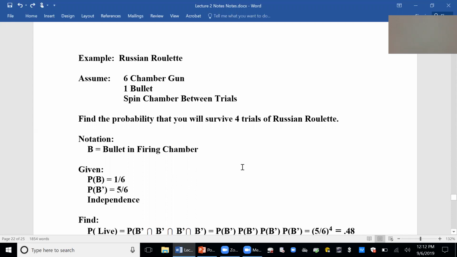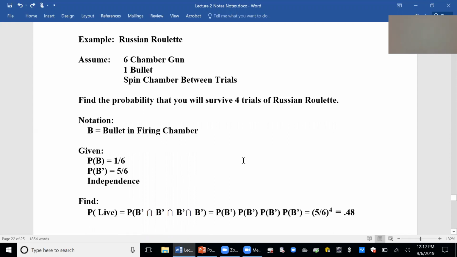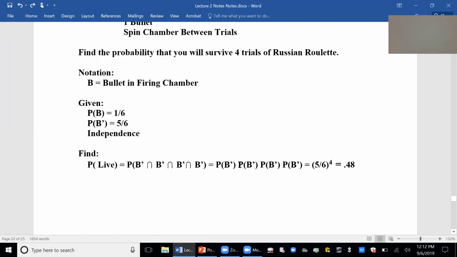So let's let B equal bullet in the firing chamber. What's the probability that on any try of Russian roulette you're going to have a bullet in the chamber? 1 out of 6, right? And what's the probability of no bullet in the chamber? 5 out of 6. So you have to survive 4 trials of Russian roulette in order to get into the marketing club.